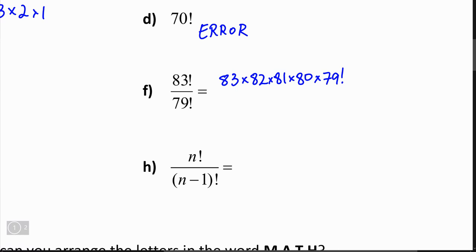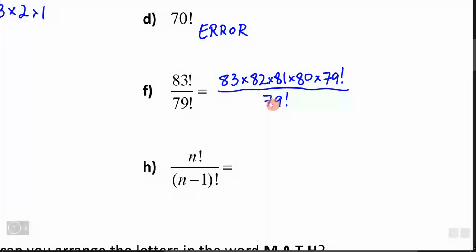Now remember, if 70 factorial in the calculator gave me an error, 83 factorial will also give me an error. It's just too big. But by doing some simplifications, I can avoid having to do that big number calculation on my calculator, because I'm just going to write 83 factorial out by writing the first four numbers, and then multiplying by 79 factorial afterwards. Because on the bottom, I have 79 factorial as well.